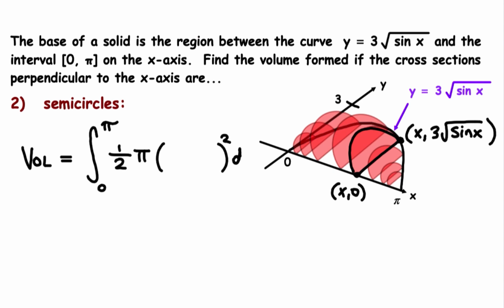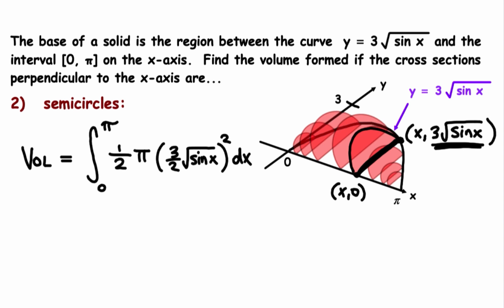And again, this is going to be dx because the 0 and the pi are x limits. We're perpendicular to the x-axis. You might think that the radius is this 3 radical sine of x, but think about what that was. That's this piece right here. That would be the diameter of the semicircle, or the diameter of a circle.